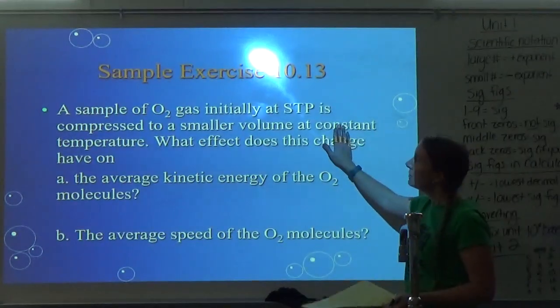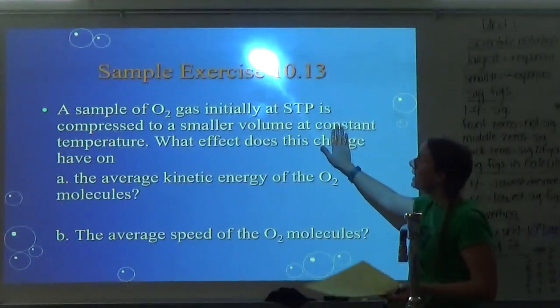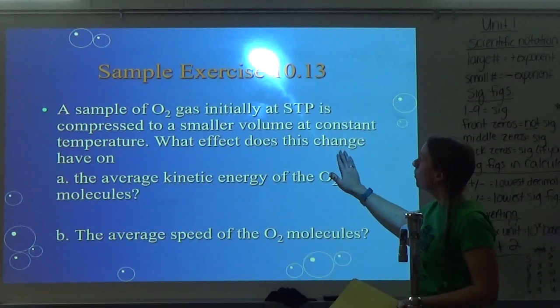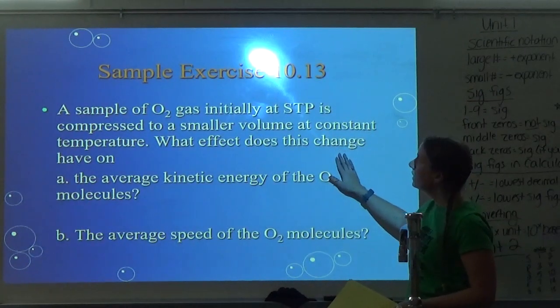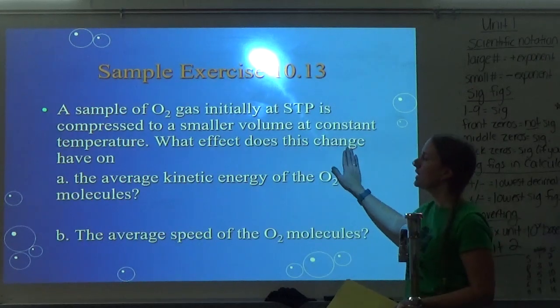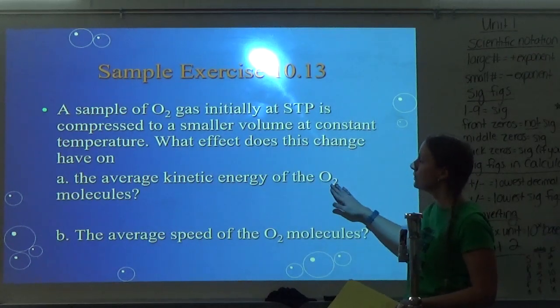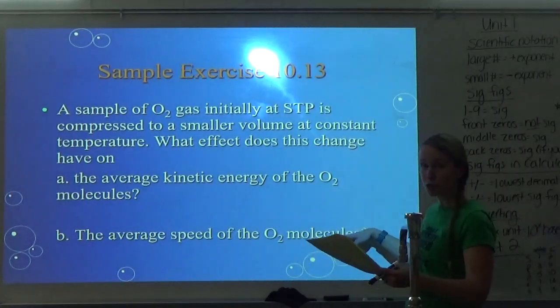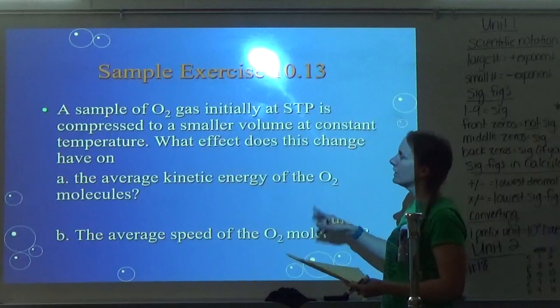It says, a sample of O2 is initially at STP, and it's compressed to a smaller volume at constant temperature. What effect does this change have on the average kinetic energy of the O2 molecules, the average speed of the O2 molecules, and is there a part C? Oh, there's a part C and D, so I'll have to click to see those.